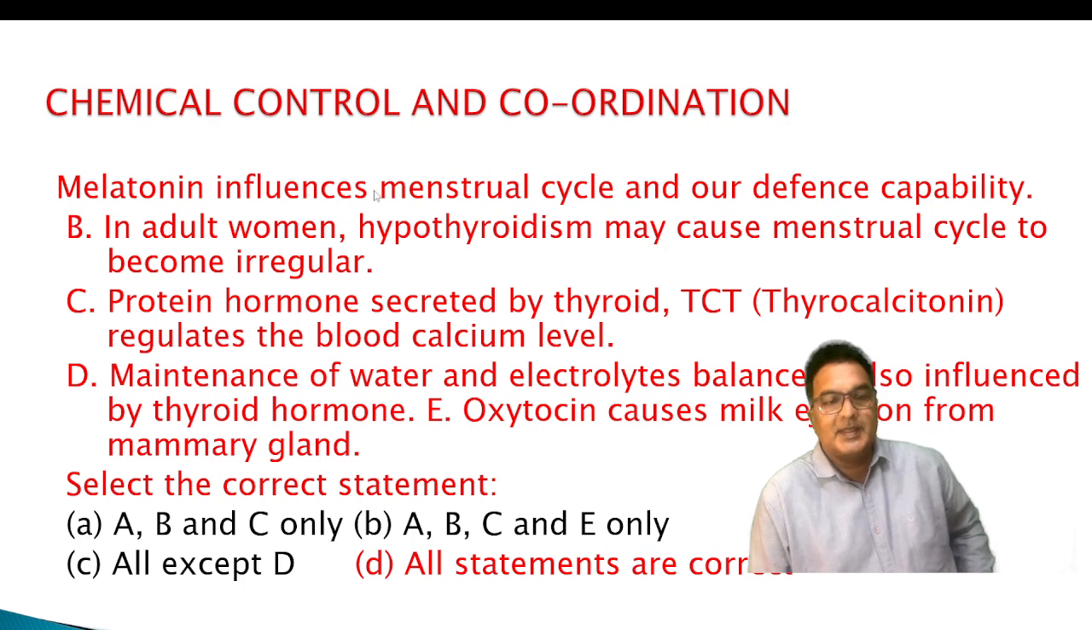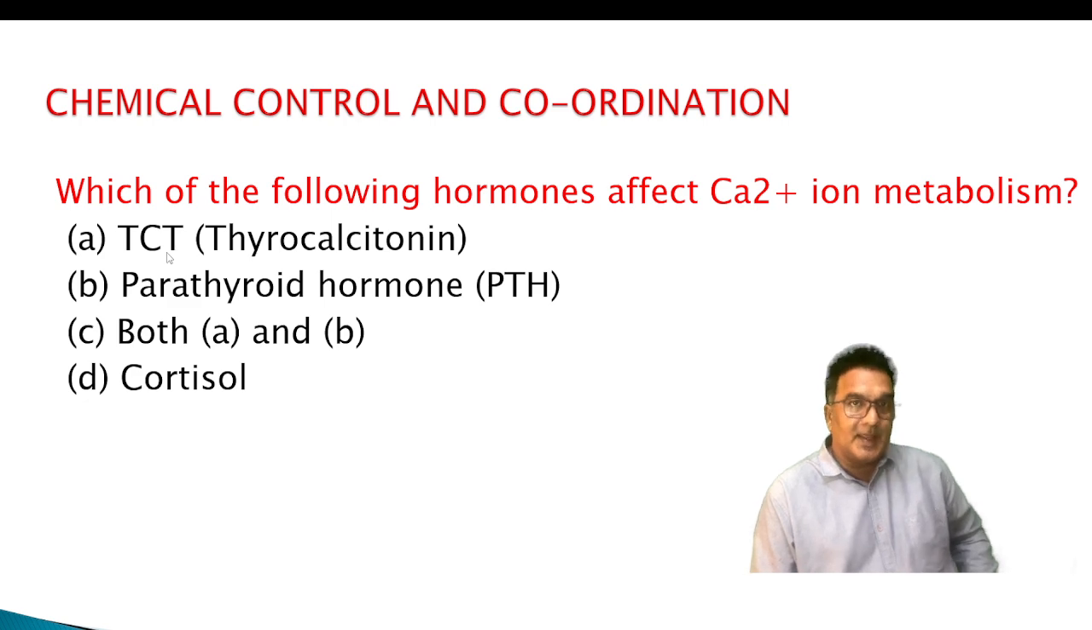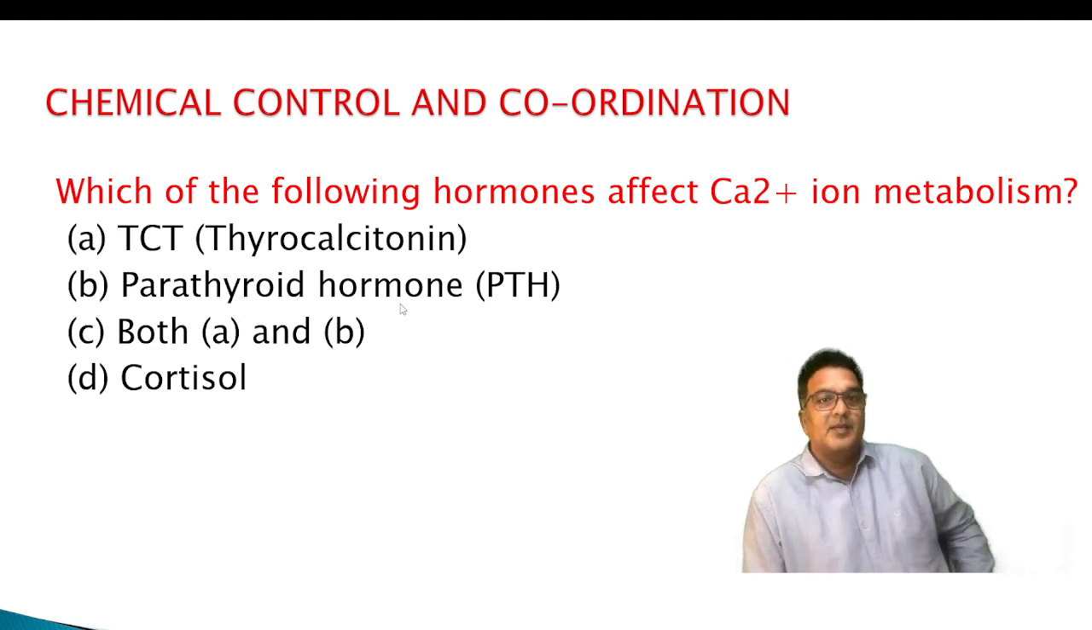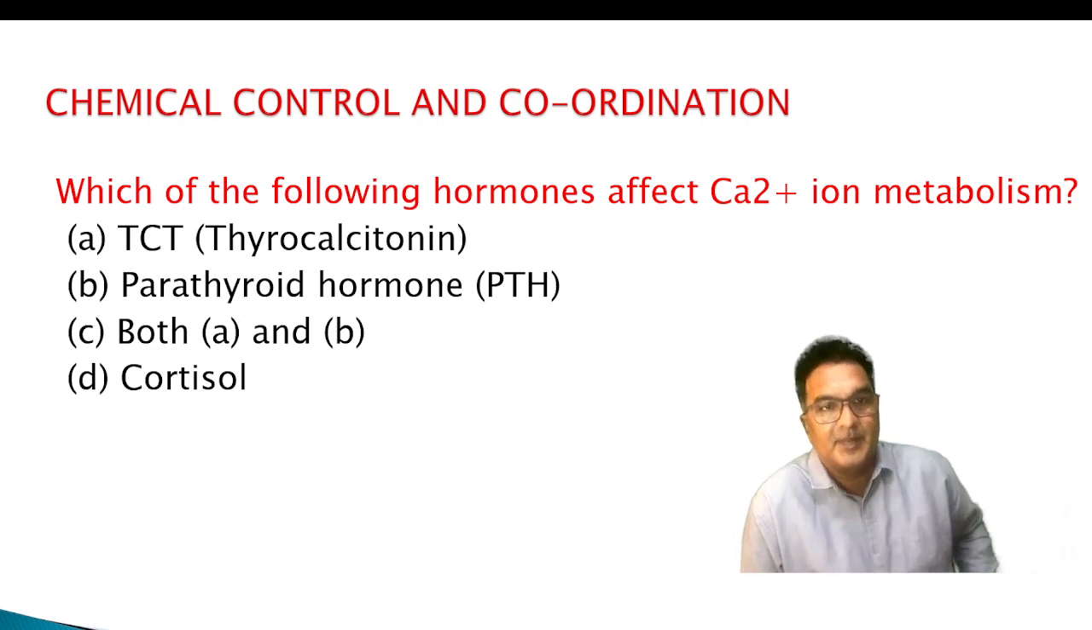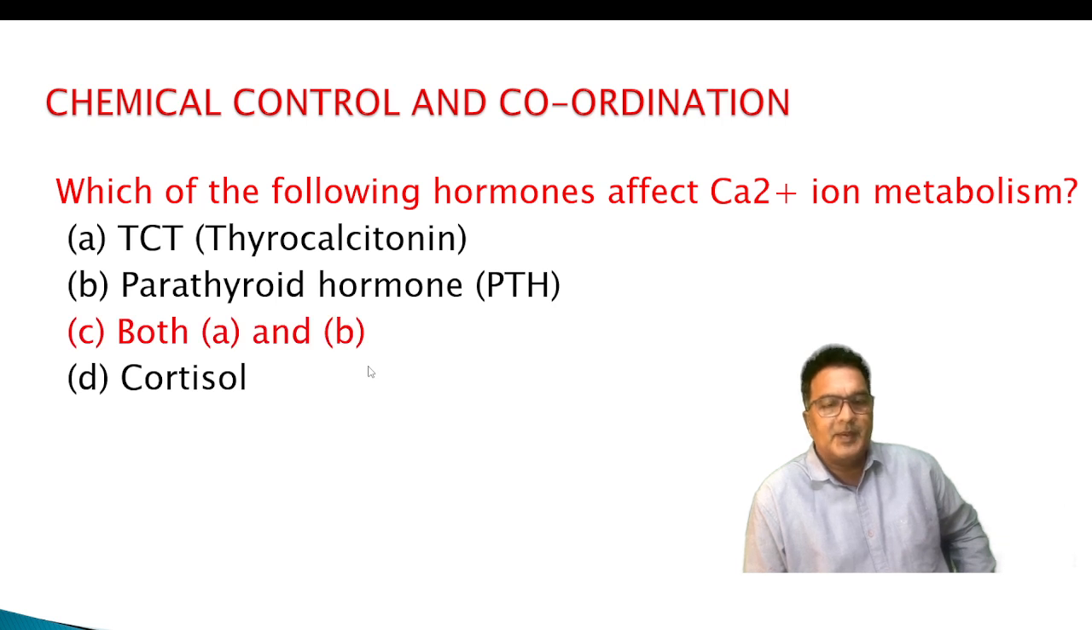Oxytocin causes milk ejection from mammary gland. Which of the following hormones affect calcium ion metabolism? Thyrocalcitonin, parathyroid hormone, both A and B. Thyrocalcitonin lowers the calcium levels in blood and ECF, whereas parathyroid hormone increases the calcium levels in blood and ECF. So, both participate in calcium metabolism, A and B.